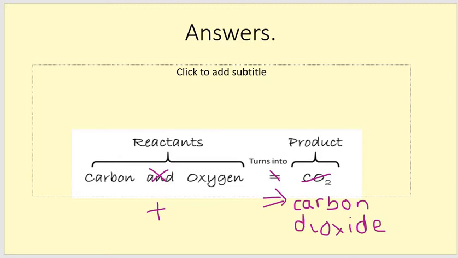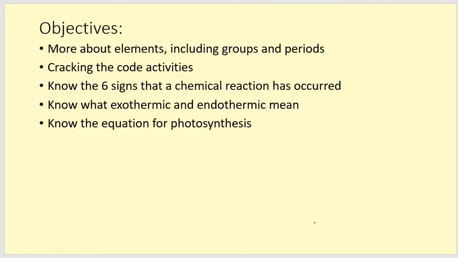And because we started off with words, we need to finish with the word name for the product, carbon dioxide, not the chemical symbol. So I'm sure you all got all of those. You did. Put your hand in the air, bend the elbow, give yourselves a pat on the back now before moving on to the next part of our lesson.